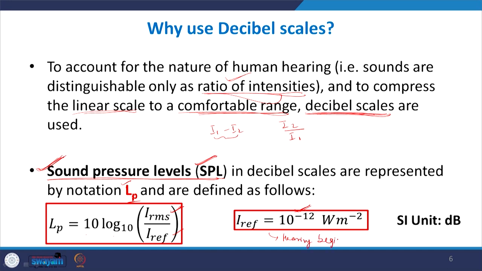For a human ear, this is the minimum value of the intensity which we take as reference. Then for any sound wave, the acoustic intensity is compared with this reference intensity and converted into a log value. When we use this formula, whatever value we get, it can be 40, 50, 60, it is expressed in decibels. So this is the most common way of measuring sound waves for noise control purposes.